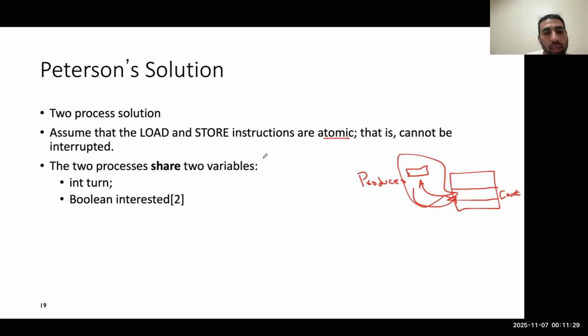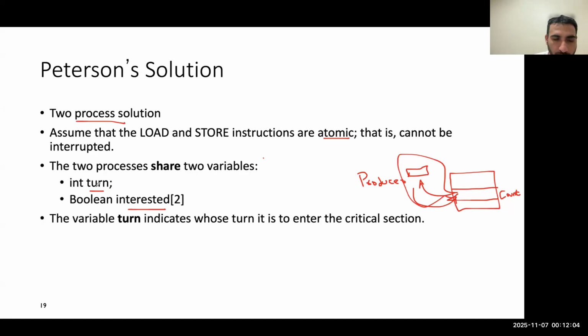So in this solution, again, as we said, this is only for two processes. If you have more than two processes and you want to synchronize their accesses to the critical section, you cannot use Peterson's algorithm. Maybe some variant or modified version of the Peterson algorithm, but not the original one. The two processes share two variables, turn and interested. Interested is actually an array consisting of two elements, and turn is a single variable.